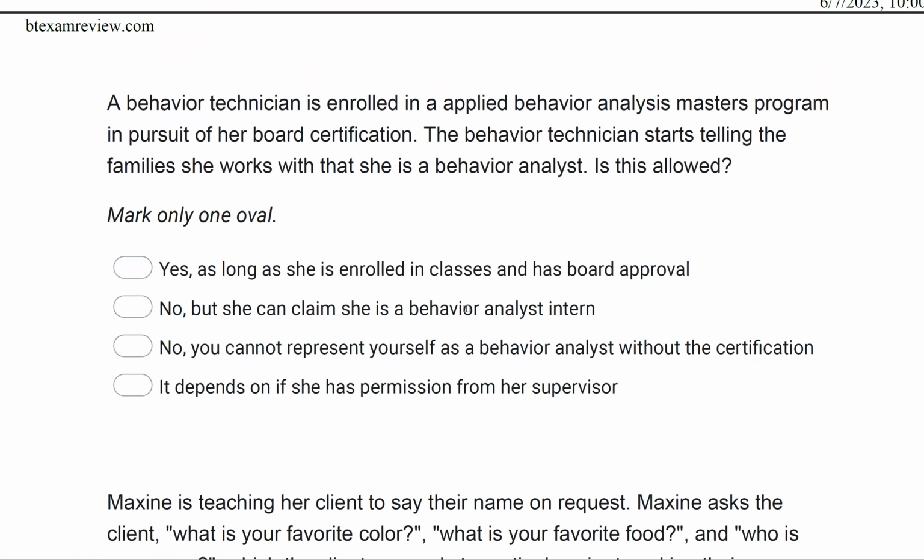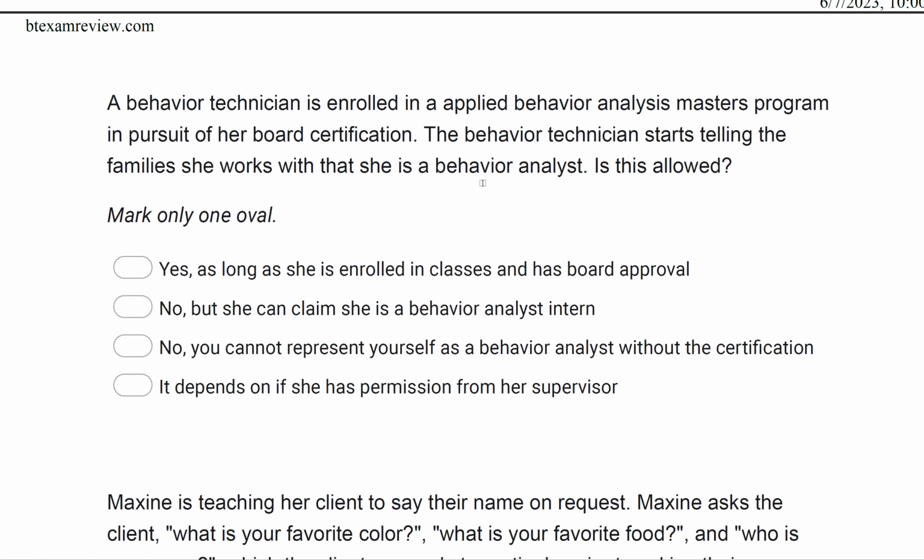A behavior technician is enrolled in an applied behavior analysis master's program in pursuit of her board certification. The behavior technician starts telling the families she works with that she is a behavior analyst. Is this allowed? Now, a lot of behavior technicians, after a while of being a behavior technician, already know they want to pursue their BCBA, which is fantastic, right? I think it's a great goal for all technicians if you enjoy this work.